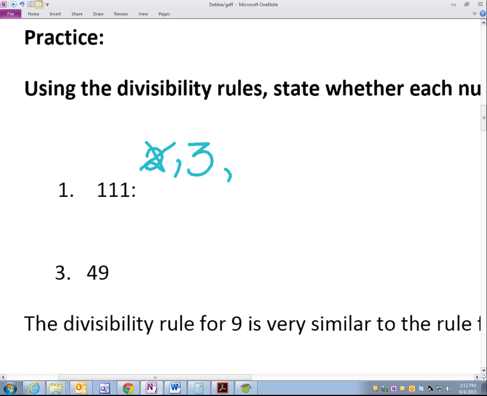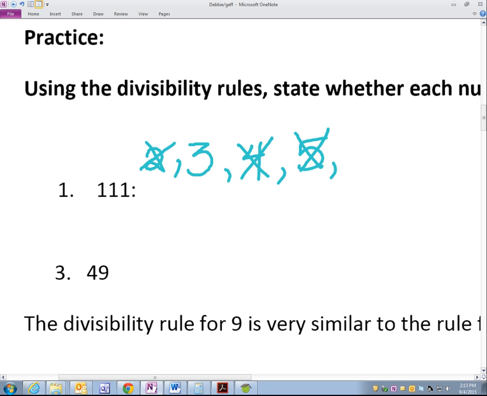How about 4? Is 11 divisible by 4? No. So, how about 5? What's the rule for 5? The number ends in 5 or 0, and it doesn't.